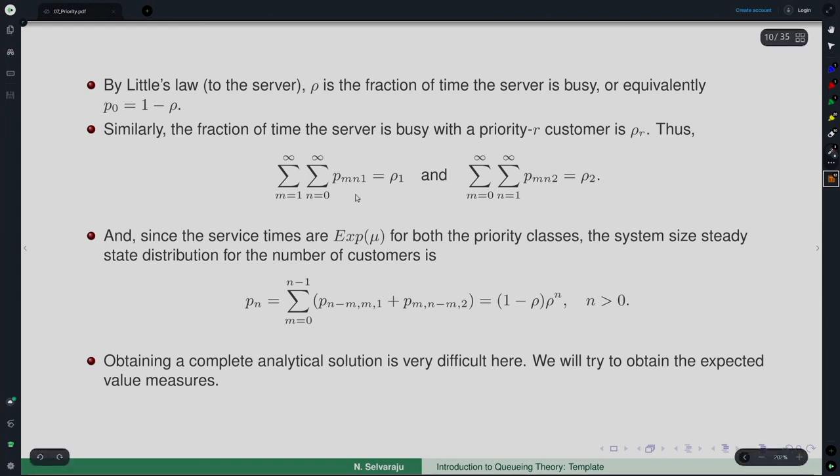We know all these things, that if you have this, this will all be satisfying this, but obtaining this P m n 1 and P m n 2 or P m n r in general is very difficult here. So, what we will try to do is obtain certain expected value measures using generating functions, which is what is typically done in such complex models. At least the expected value measures you can obtain explicitly so that you can do the performance analysis of that.